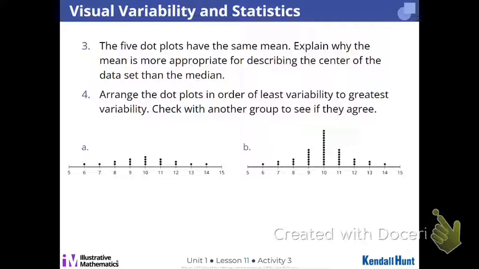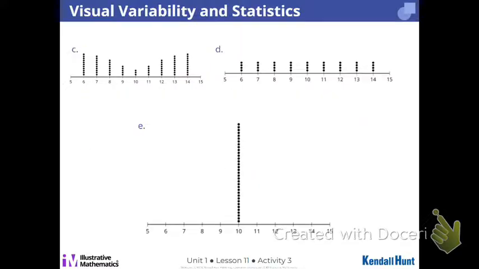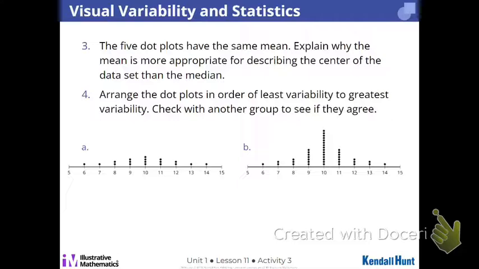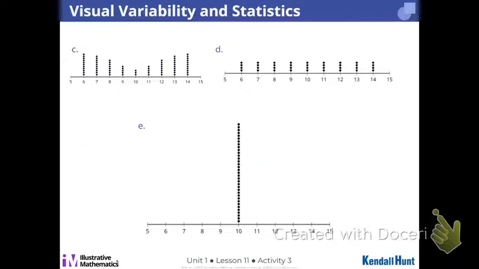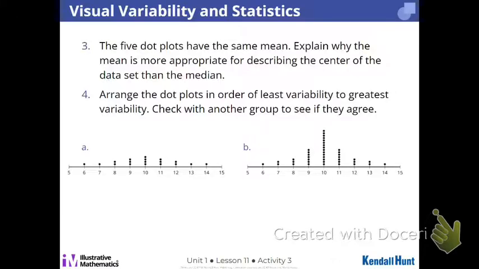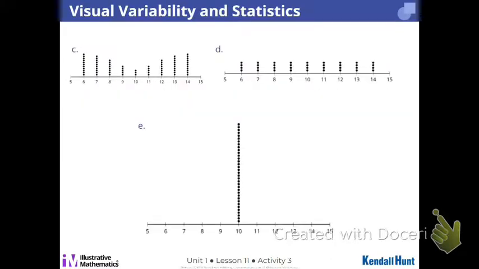The MAD says, on average, how far away am I from the average? So we want to go least variable to most variable again. So again, how far away from the middle on average? Looking at these, all these have the same average. The average is 10. Which one is the closest to having everything be at 10? E. Guess what the MAD is for E? It's 0. On average, it's 0 away from the average.